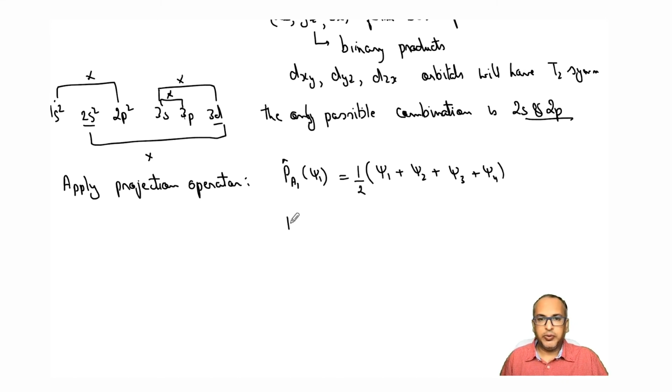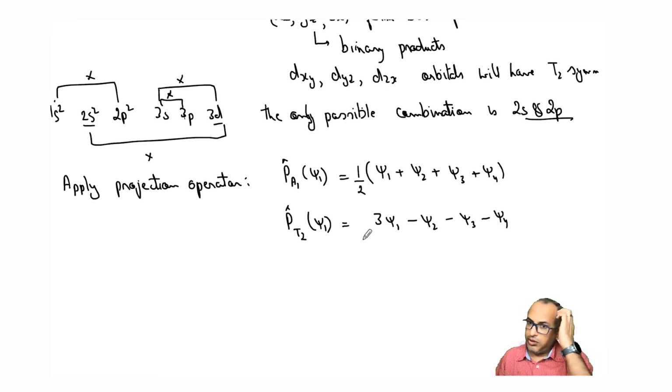So similarly, if I do PT2 on psi1, I'm leaving this exercise for you to do at home. You will get 3 psi1 minus psi2 minus psi3 minus psi4, right? So what are the other two orbitals? If we now try to do it for psi2, you will get a similar combination: 3 psi2 minus psi1 minus psi3 minus psi4 again. So they will not be orthogonal to each other.